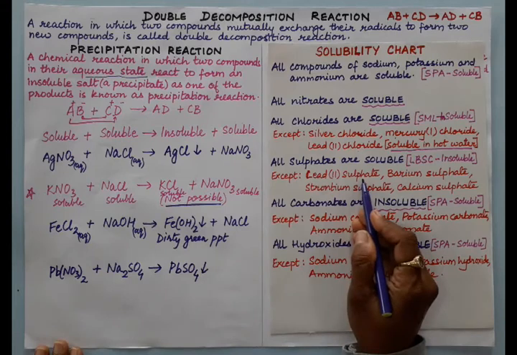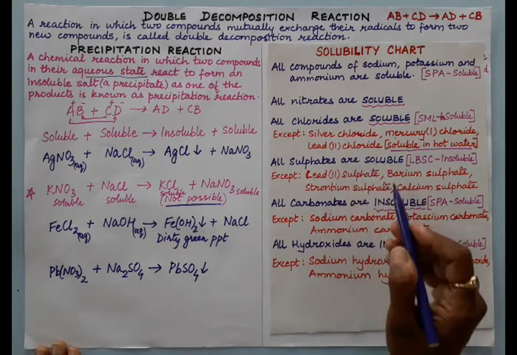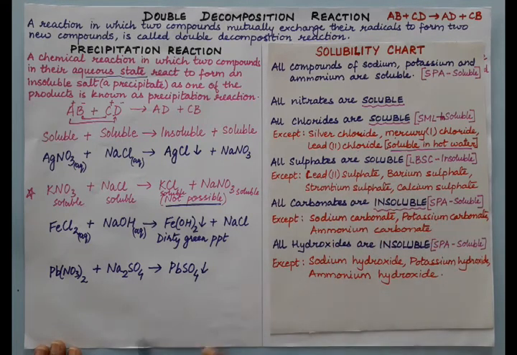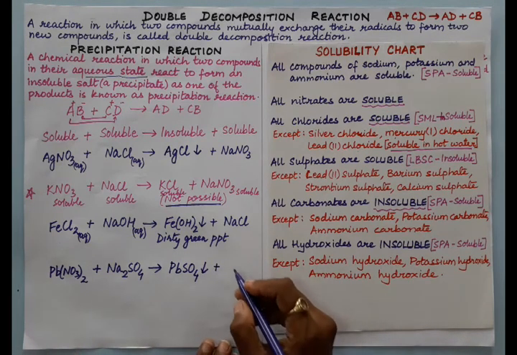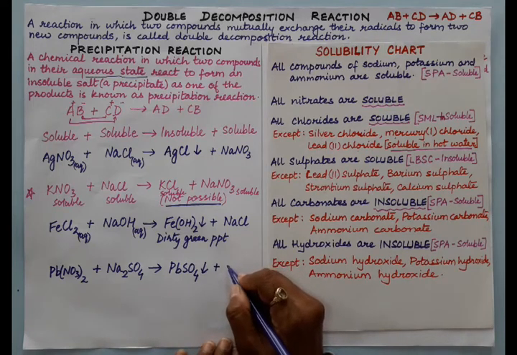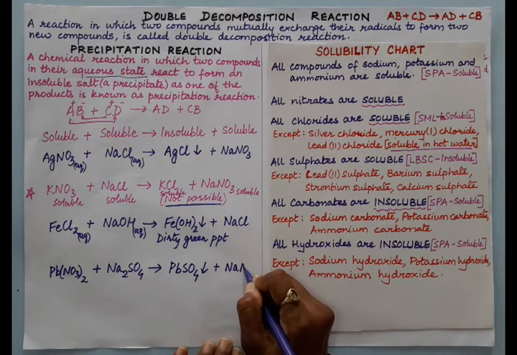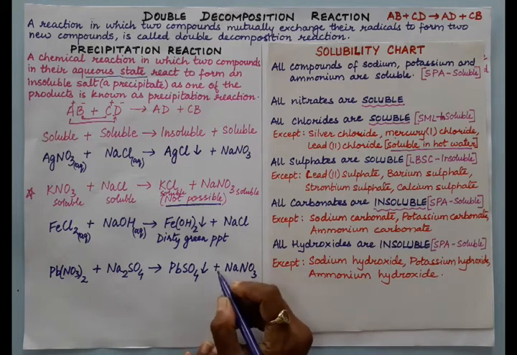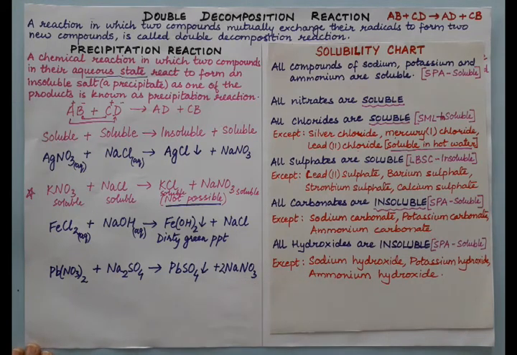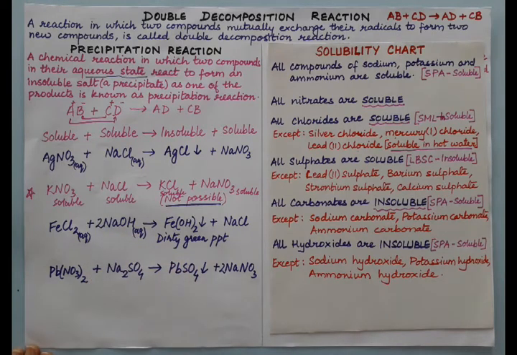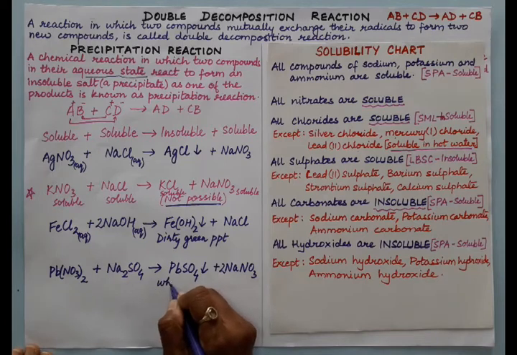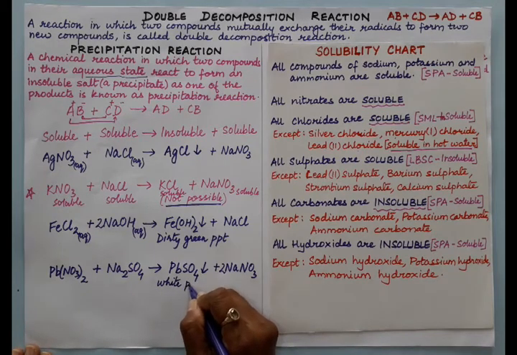You see here, lead sulfate is insoluble, lead chloride is insoluble, lead carbonate, lead hydroxide. All lead compounds are insoluble except lead nitrate. So whenever we have to prepare any insoluble lead salt, we start with lead nitrate only, which is a soluble substance of lead. So now let us balance the reaction. This is the white precipitate of lead sulfate, white PPT.